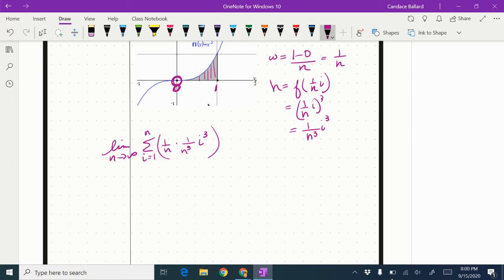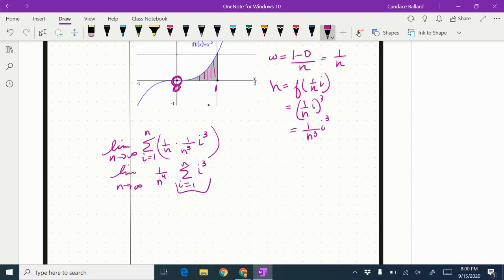So I know that I can replace, well, first of all, I know all my n's are not having an effect. They're acting like a constant because what I'm summing up is the i's. So I'm going to move that out in front. So the limit as n approaches infinity, 1 over n to the 4th, and then we've got the sum, i equals 1 to n of i cubed.